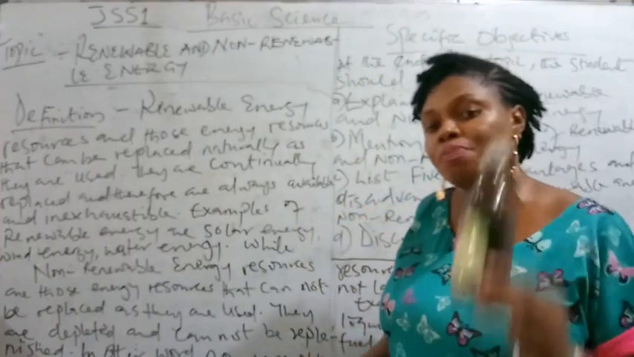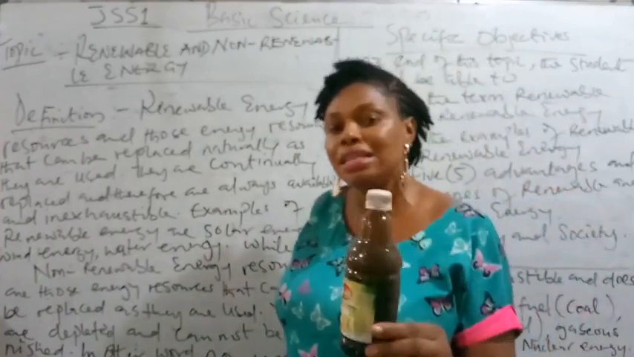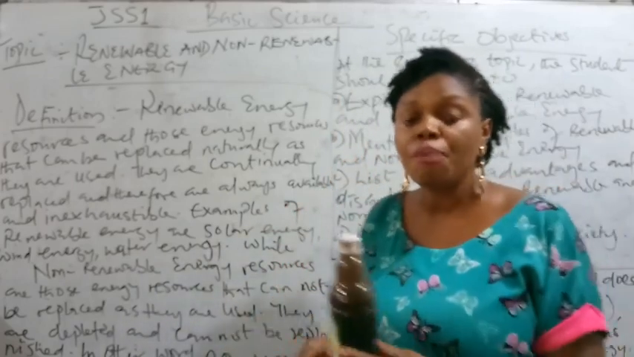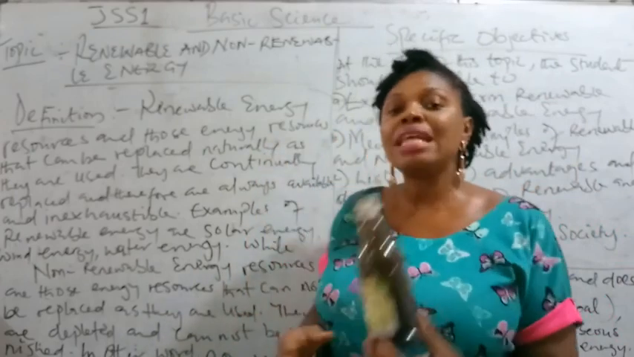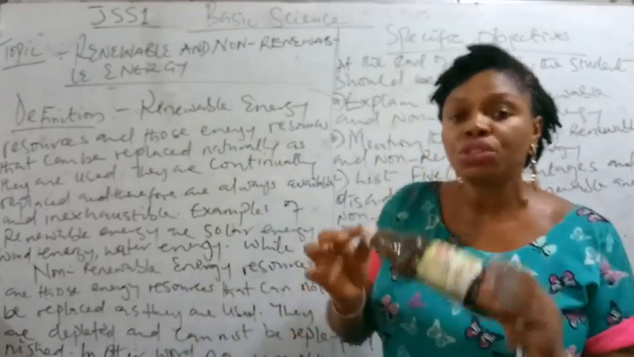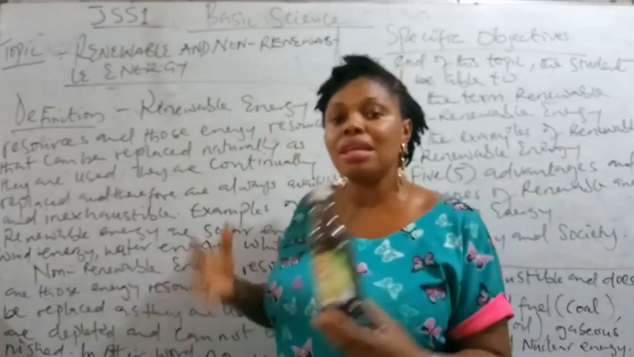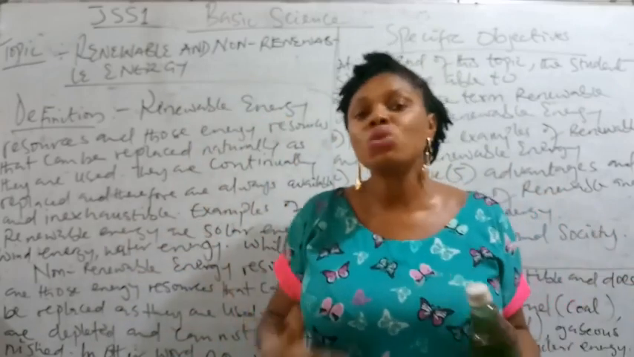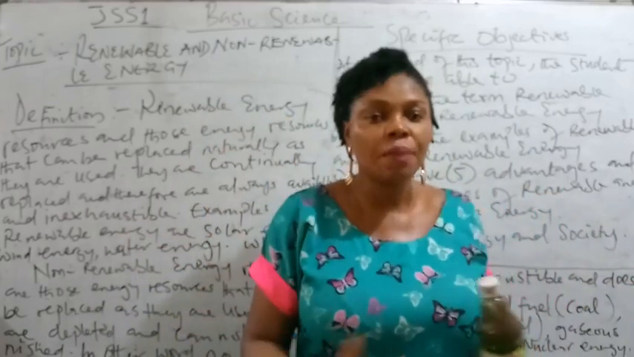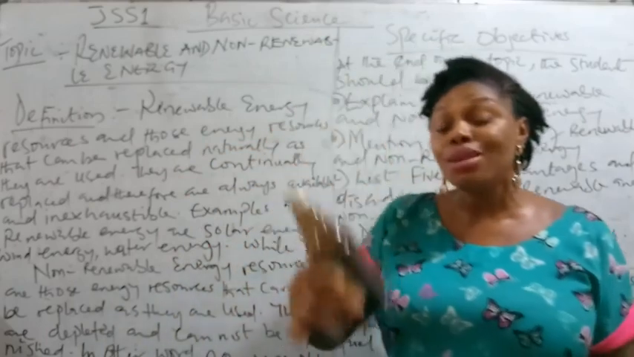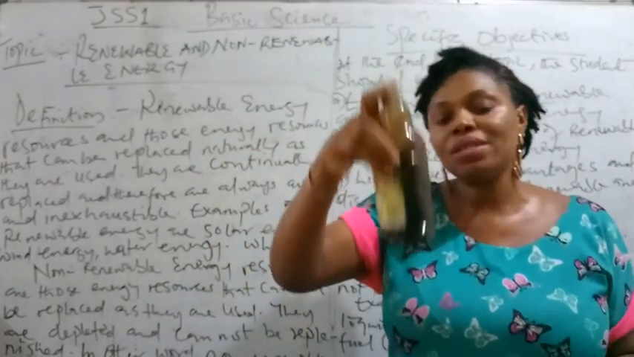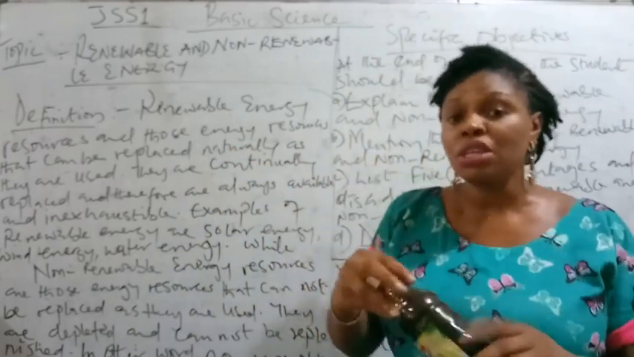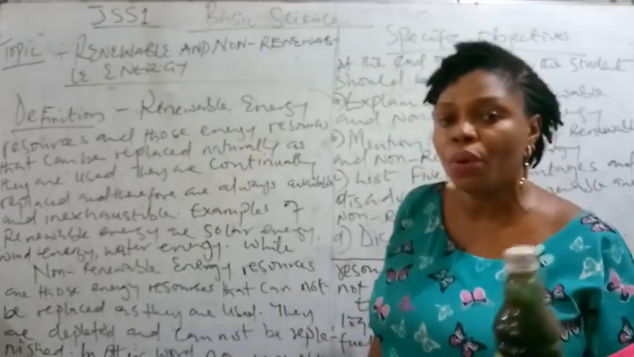And they cannot be replaced. Why? Because they are hardly obtained. You can't get them easily. It takes millions of years before you can get it. Why? Because they are formed by the decomposition of dead plants and animals that have been dead for a very long time. Bacteria act on them and convert them to this. So it takes millions of years before this can be gotten. That is why when it is finished, it cannot be easily gotten. So this is non-renewable energy.